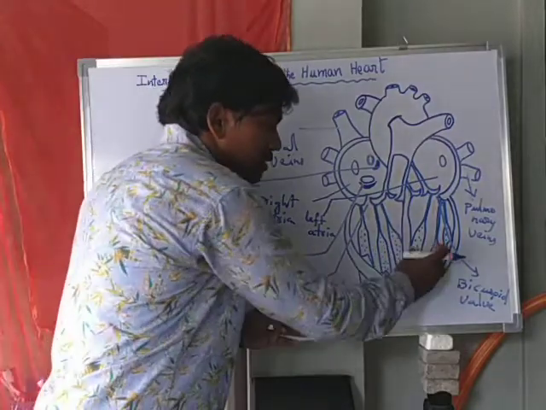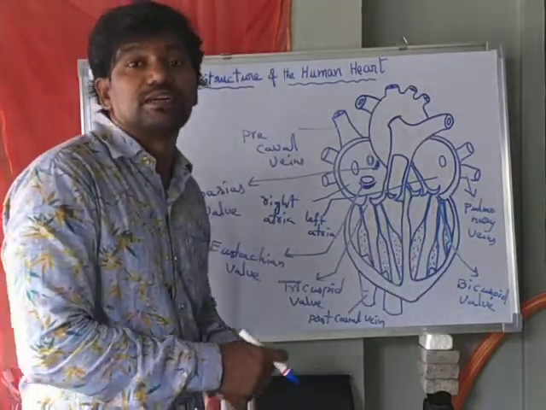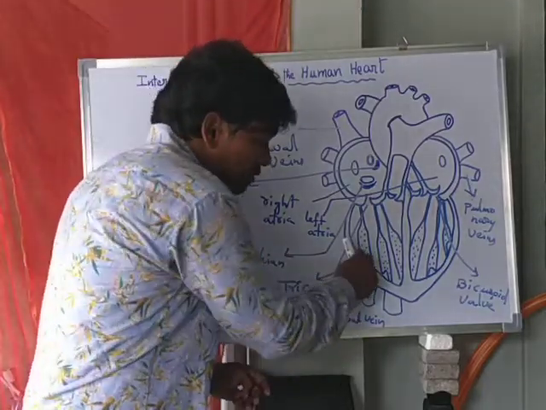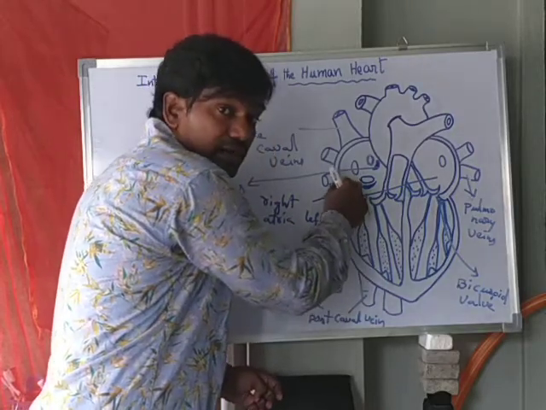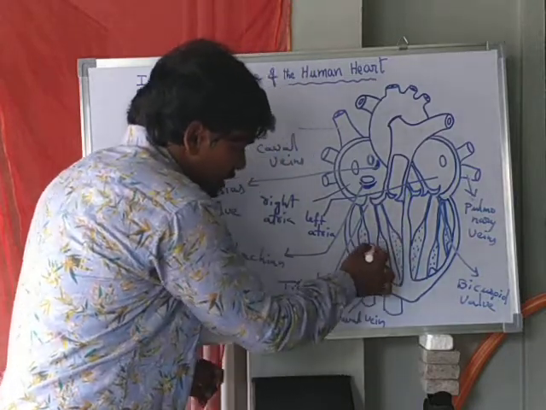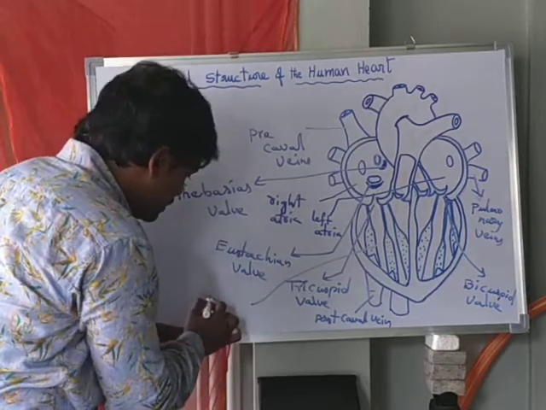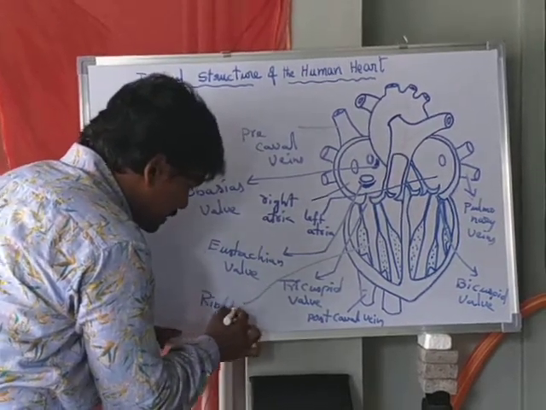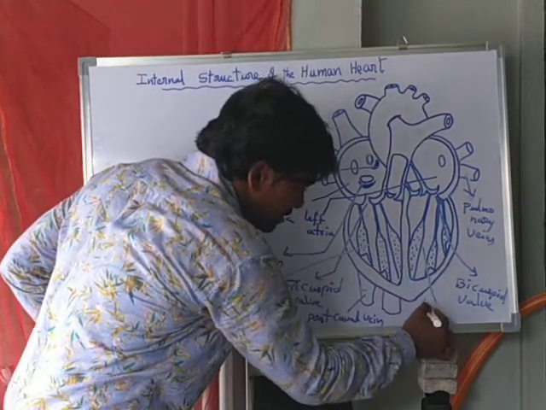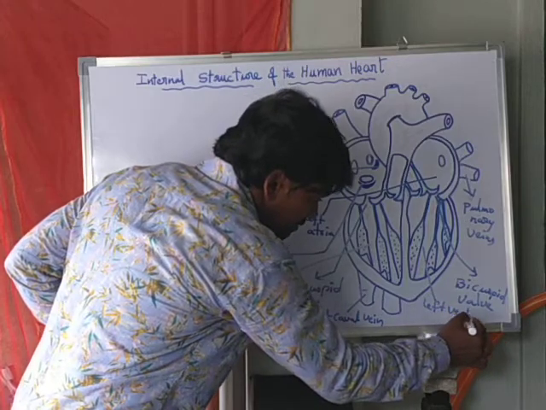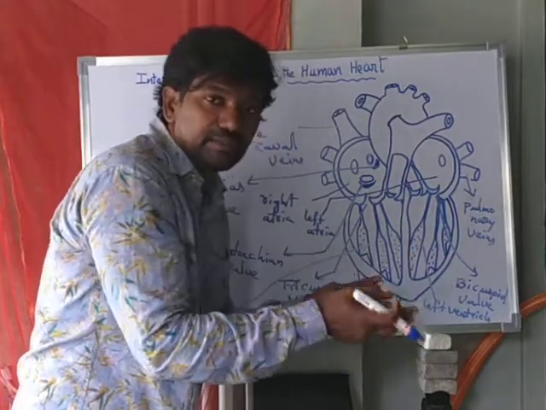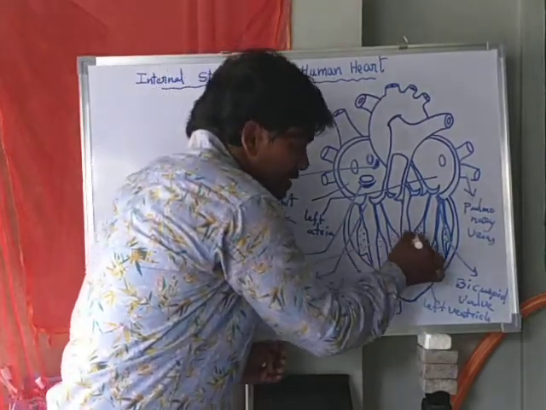Okay, now we will learn about the ventricles, which are present in the lower part of the heart. These are the larger chambers, and their walls are very thick when compared to the atria. So, the inner surface of the ventricle: this is the right ventricle, and this one is the left ventricle. Both ventricles are separated by the interventricular septum.